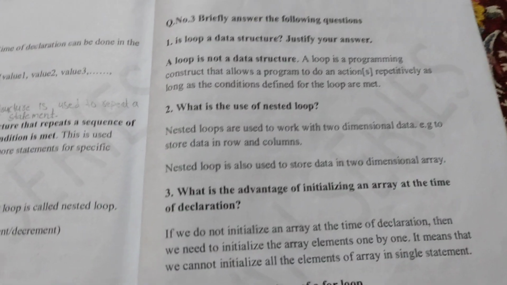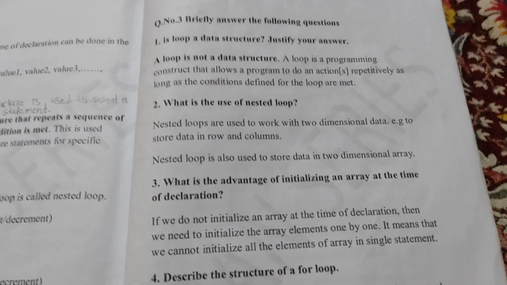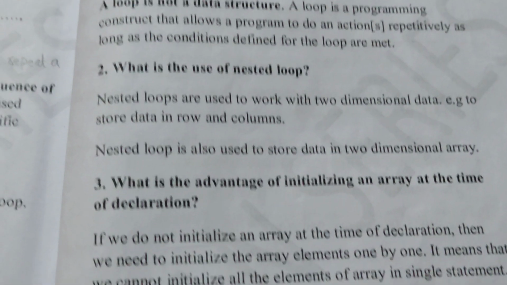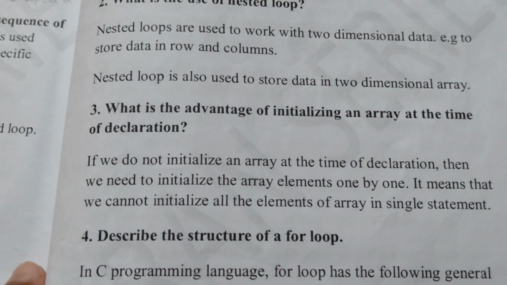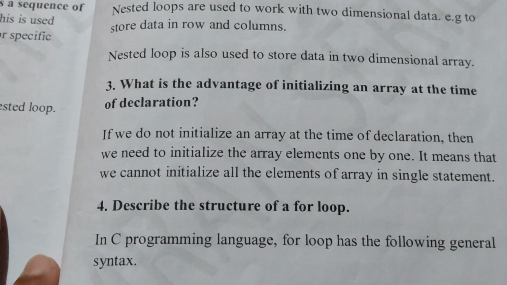What is the use of nested loop? Nested loops are used to work with two-dimensional data, for example, to store data in rows and columns. A nested loop is also used to store data in a two-dimensional array.